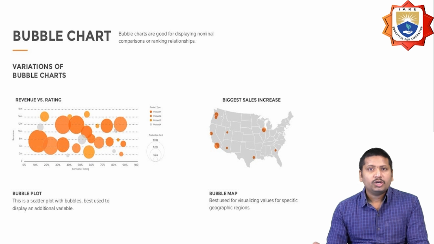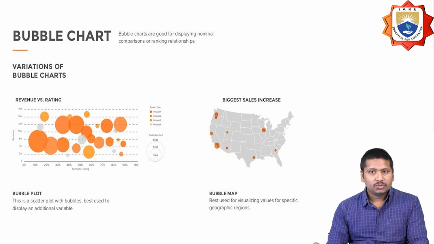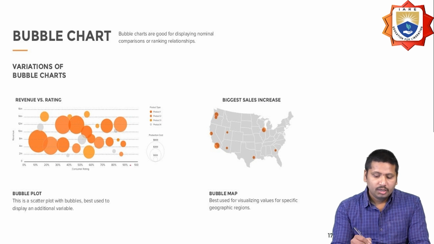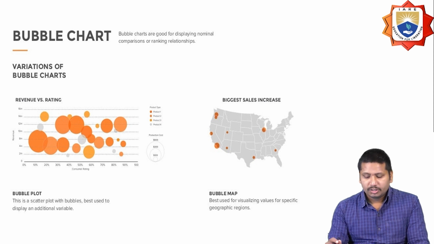And next one is the bubble chart. A bubble chart is another kind of variation. The bubble chart is also good for displaying nominal comparisons or ranking relationships. Normally this bubble chart is nothing but a scatter plot. Instead of presenting a dot, we represent a bubble, which is the best way to show additional variables.